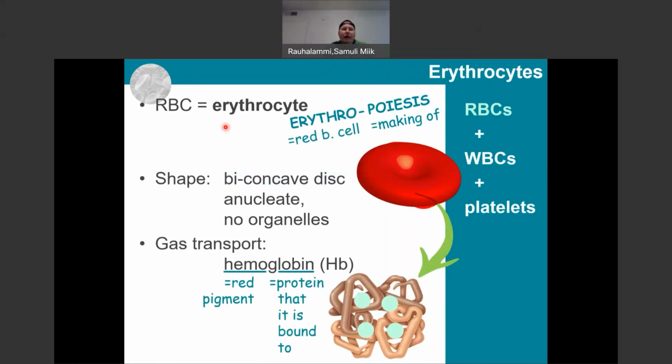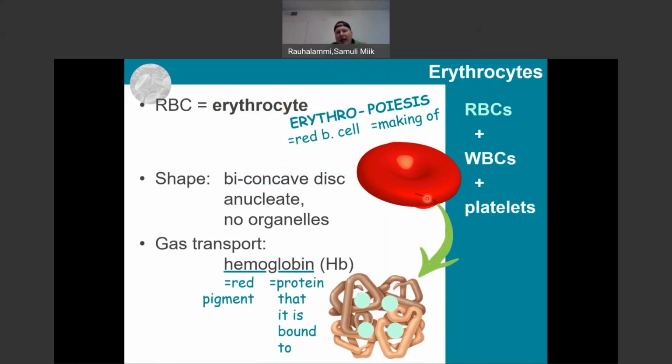Our red blood cells, the term that I'm expecting us to use is erythrocyte. That's the proper scientific and medical term. So again, the making of erythrocytes is going to be erythropoiesis.